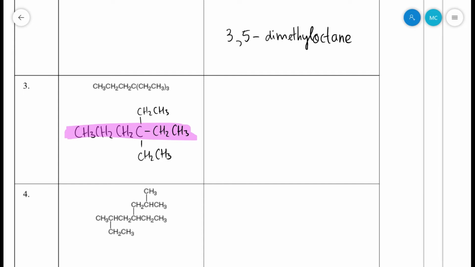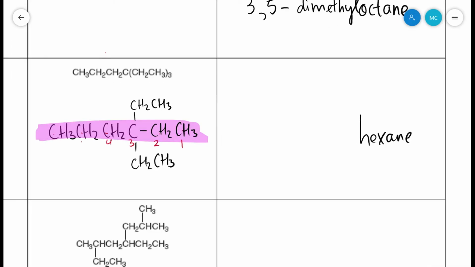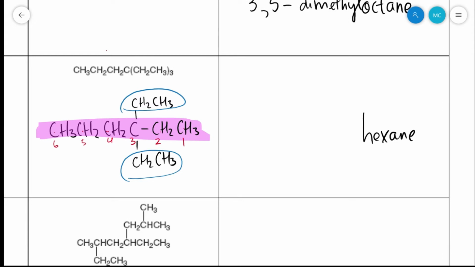For the highlighted parent chain, you have 1, 2, 3, 4, 5, 6 carbon chain. So this is hexane. And then the way you would number them is from right to left. So 1, 2, 3, 4, 5, 6. On carbon number 3, there are 2 ethyl substituents. So it'll be 3,3. Because there are 2, there will be a di prefix: 3,3-diethylhexane. Okay.